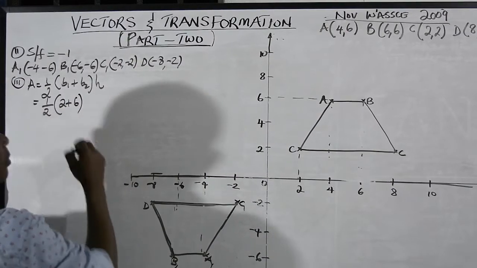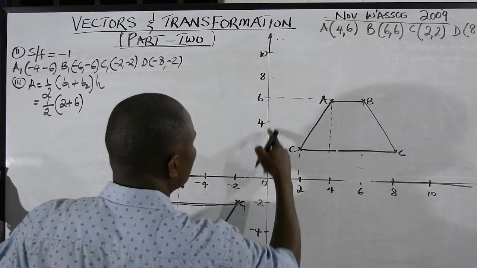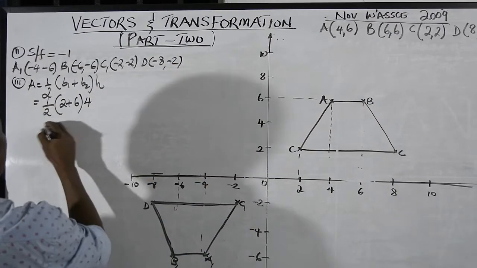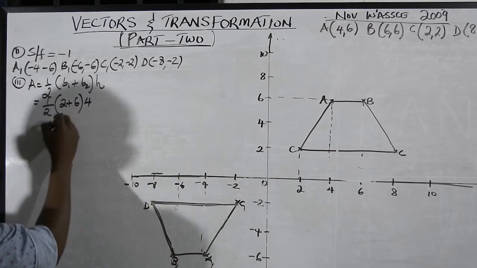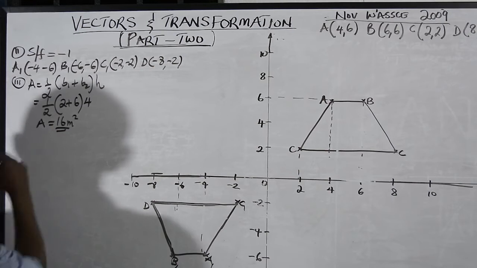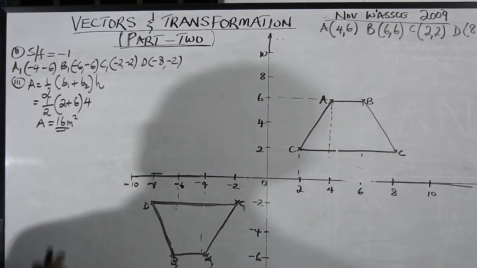6. And multiply by the height. The height of this guy here, 2 to 4, 2 to 6, that's 4. So you have 4 somewhere there. So you have this is 8, 8 times 2, that's 16. So if you want to put 16 meters square, let's say the x-axis was in meters. So we have 16 meters square.